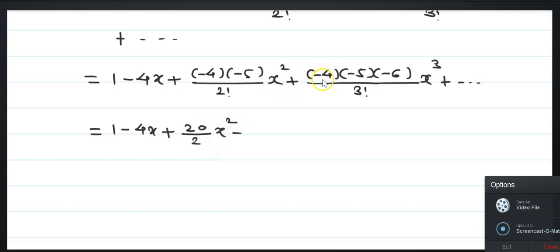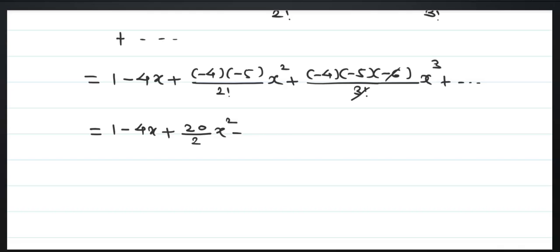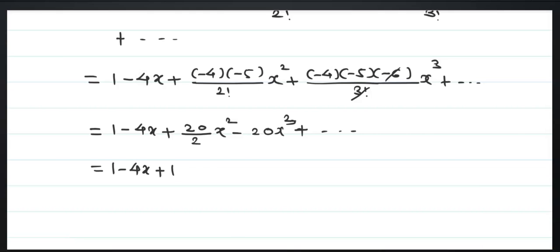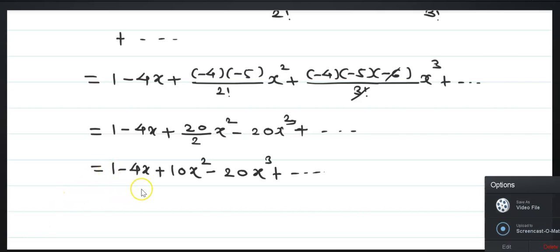And what about the next? Here is a minus, 3 times minus, therefore overall it is a minus. See this? Calculation, 3 factorial means 6. 6, 6 get cancelled into x cube. That is 4 into 5, that is 20, and minus 20x cube plus dash dash. We require only the 4 terms and this is our answer. That is 1 minus 4x plus 10x square minus 20x cube.